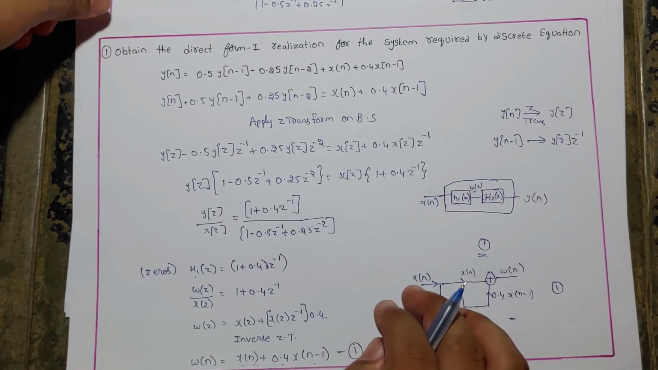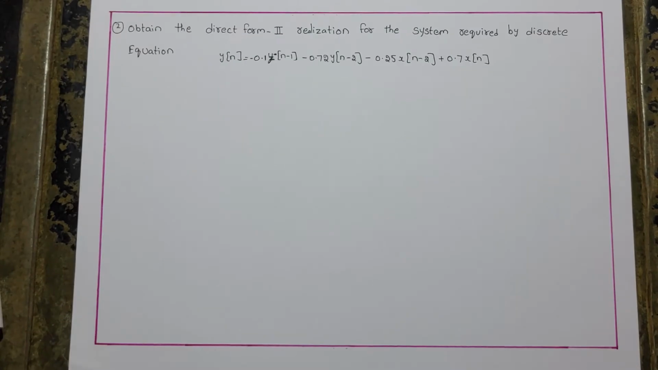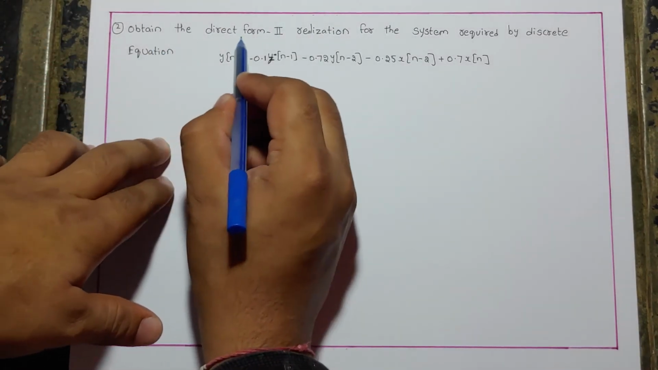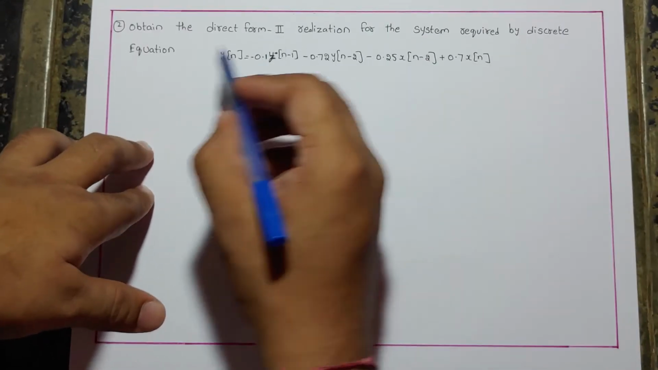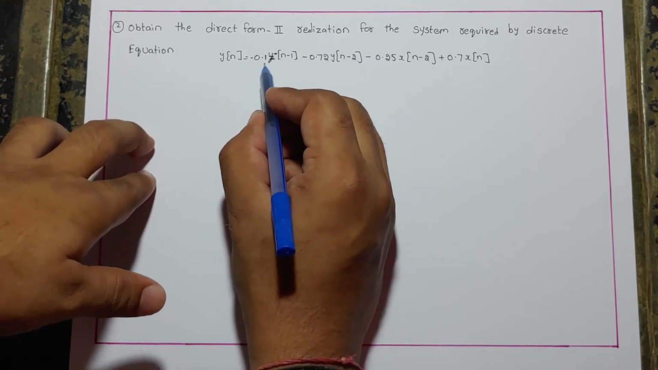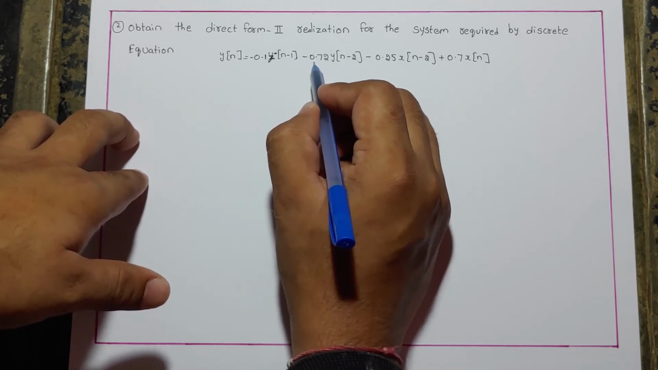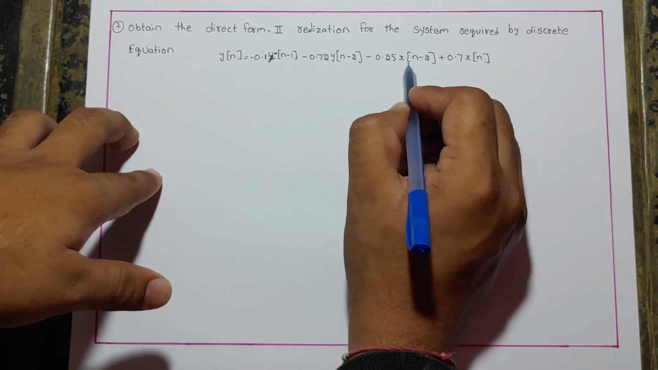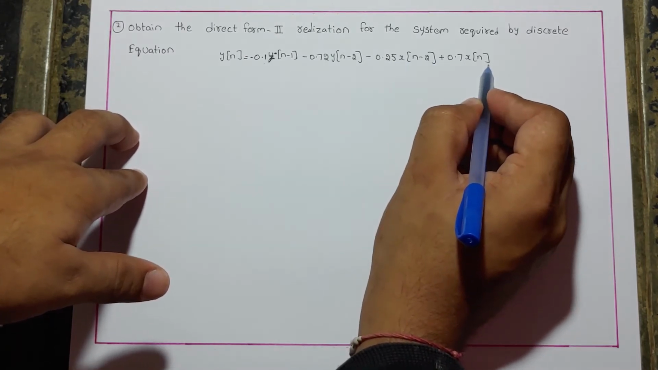Now let us solve another example based on direct form 2. Now let us see an example. Obtain the direct form 2 realization for the system described by the discrete equation y of n is equal to minus 0.1 times y of n minus 1 minus 0.72 times y of n minus 2 minus 0.25 times x of n minus 2 plus 0.7 times x of n.